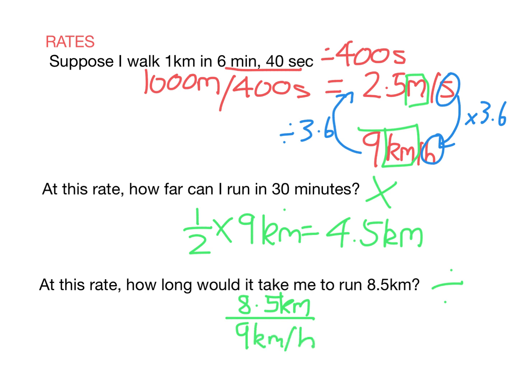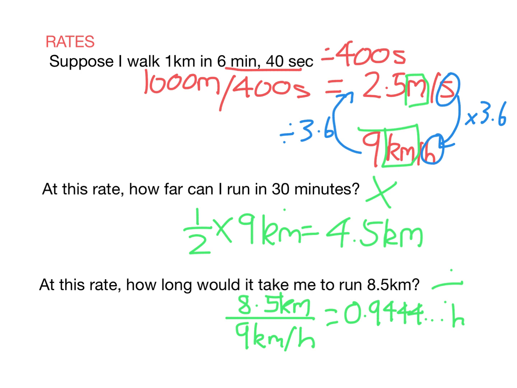Now 8.5 divided by 9 actually gives me an annoying number, 0.944444, and so on. It's a recurring decimal. Now because this is hours, my answer is going to be in hours. So that doesn't really make sense. How do I turn that into minutes?